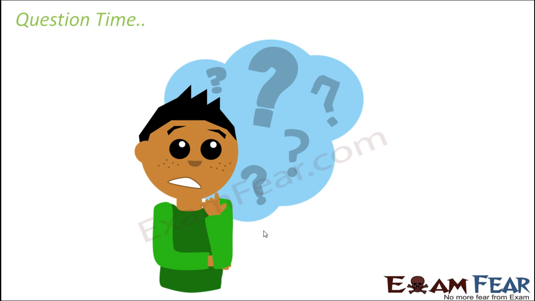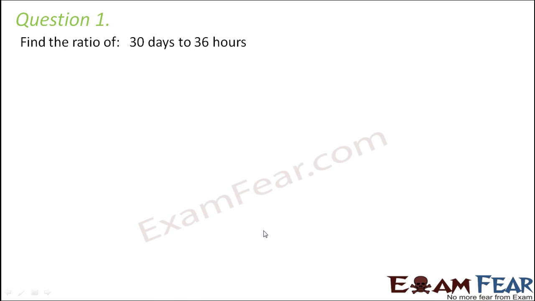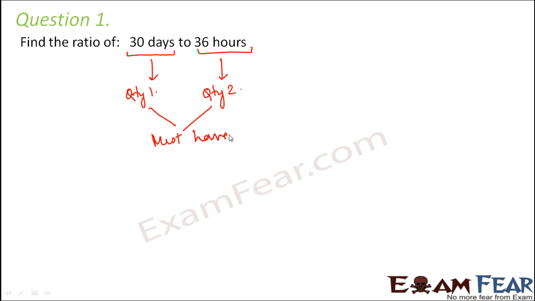Based on whatever basic things we have learned about ratios, let us quickly have a look at some questions. Question number 1. Find the ratio of 30 days to 36 hours. These are the two quantities which we need to compare. This is our quantity 1. This is our quantity 2. Do you remember one of the important criteria of writing ratios, that both these quantities must have the same unit?